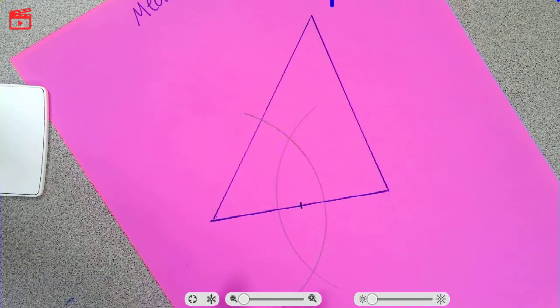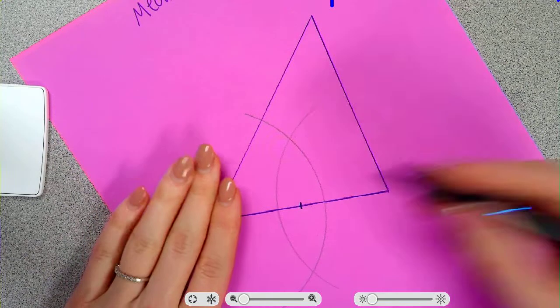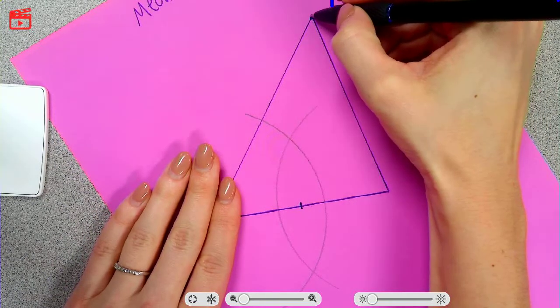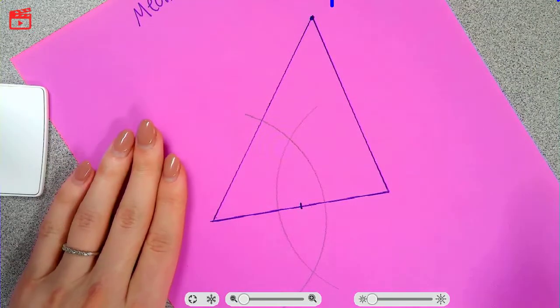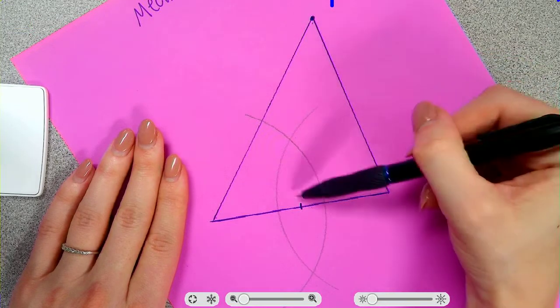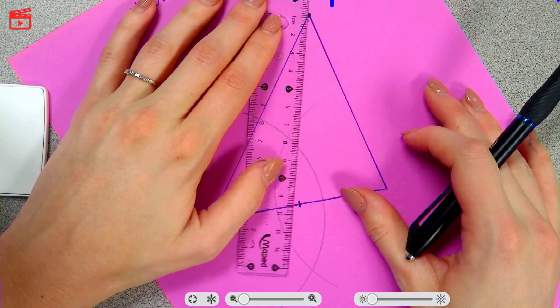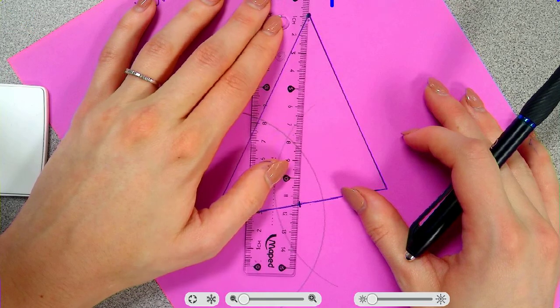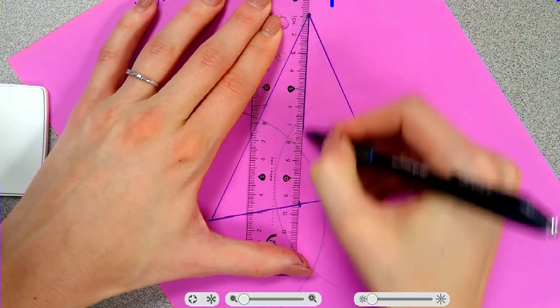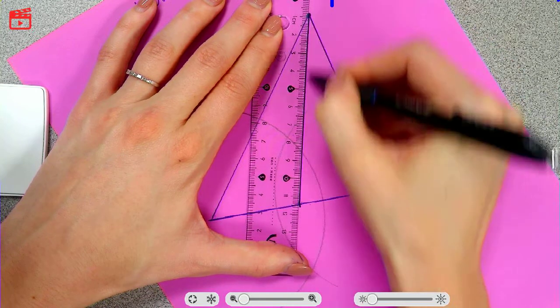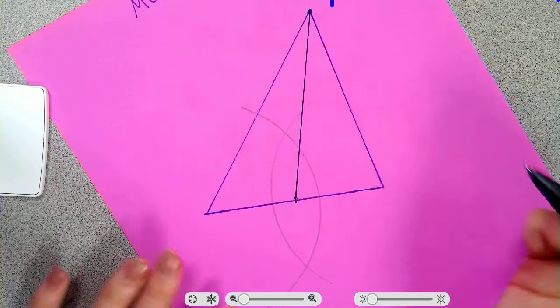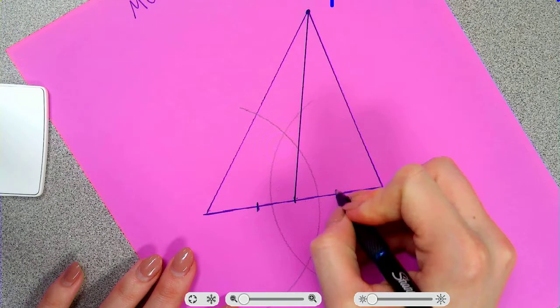And then again, it connects the what to the midpoint? The vertex. So the opposite vertex is this one up here. So we're going to connect our vertex to the midpoint. And that is our median. So one tick point on the left, one tick point on the right.